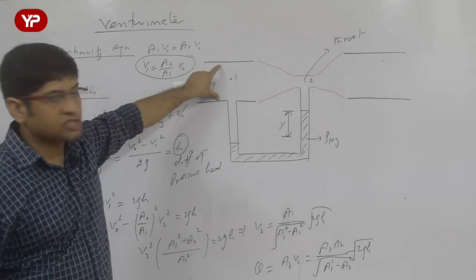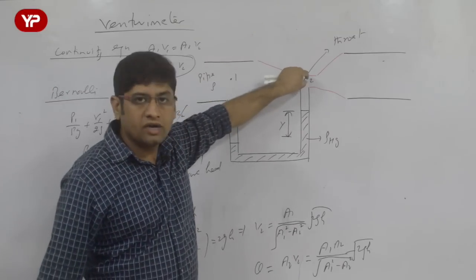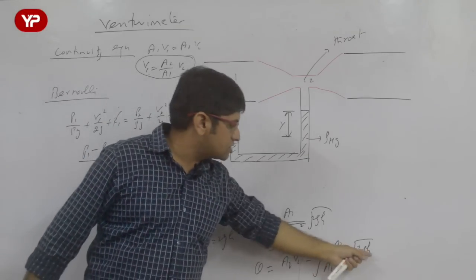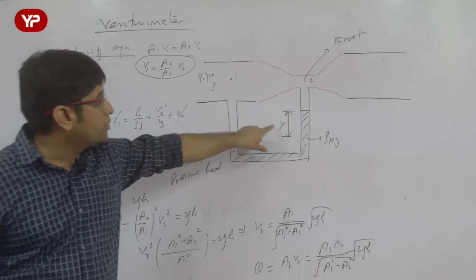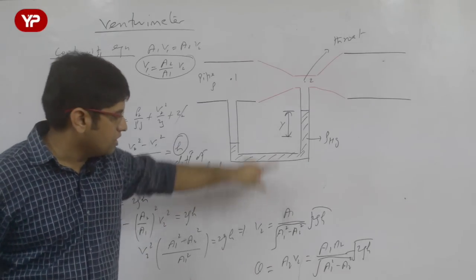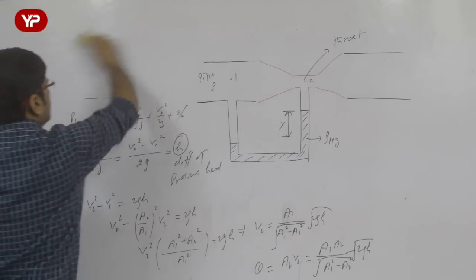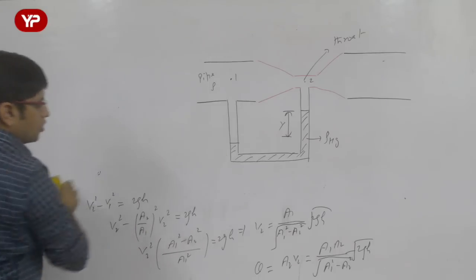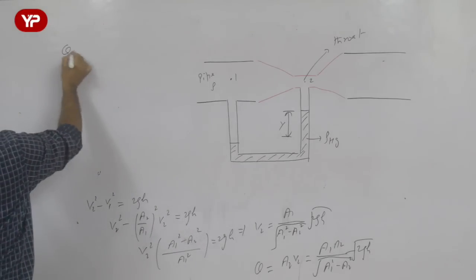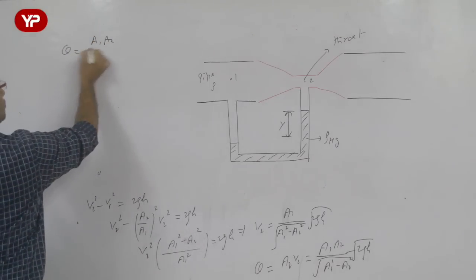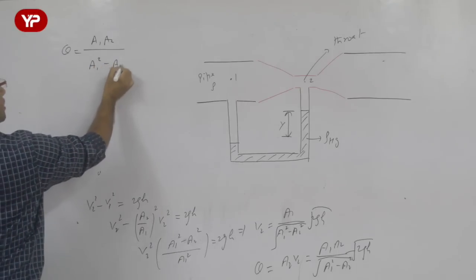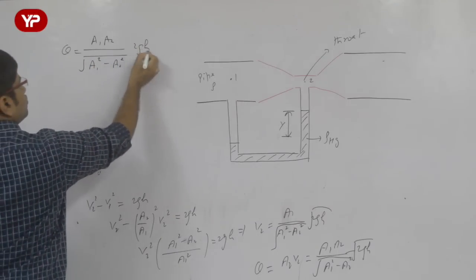A1 is the area of cross section of the pipe, A2 is the area of cross section of the throat, and h is the difference of pressure head, which I have to measure through this. That I will tell you how to measure. This is the discharge which we wanted to calculate. Let me erase certain things here. Now this is the formula we have got, which you have to remember: discharge through venturimeter is A1 A2 over root of A1 square minus A2 square, into root of 2gh.